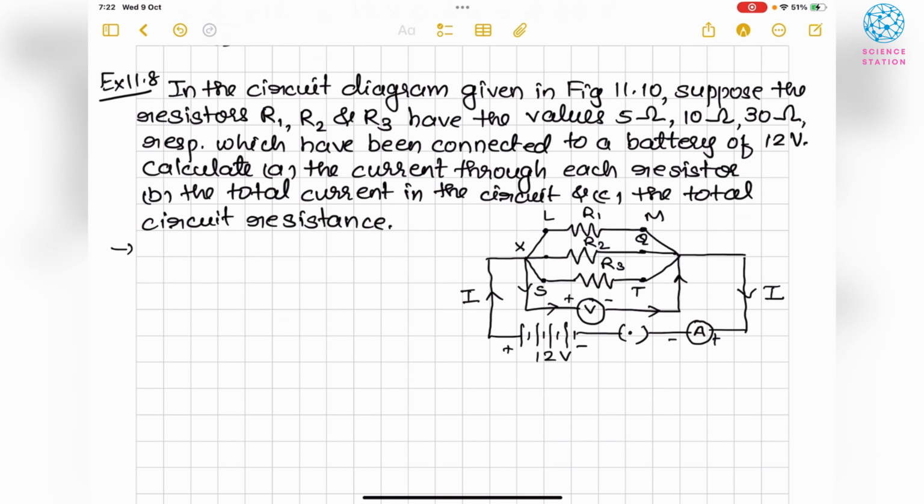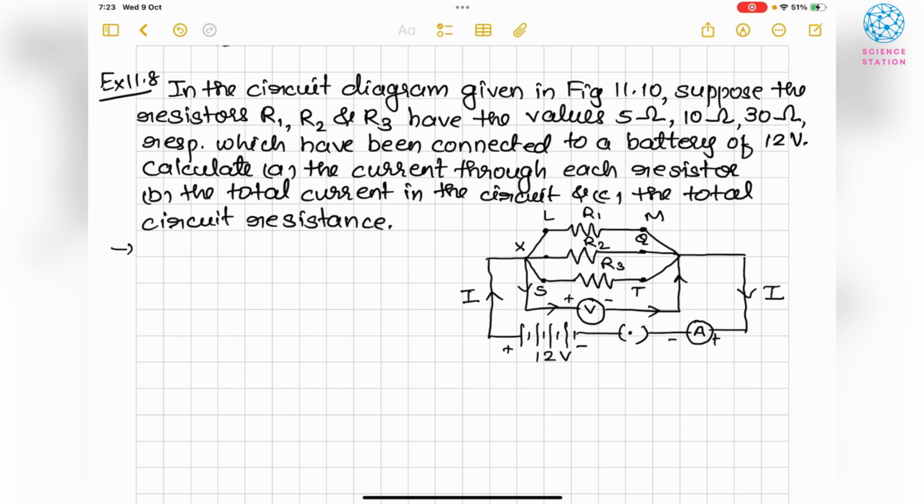Now it is given in the circuit diagram given in figure. Suppose the resistors R1, R2 and R3 have the values 5 ohm, 10 ohm, 30 ohm respectively, which have been connected to a battery of 12 volt. Calculate the current through each resistor, the total current in the circuit and the total circuit resistance.